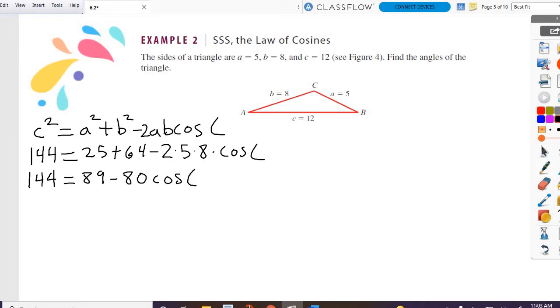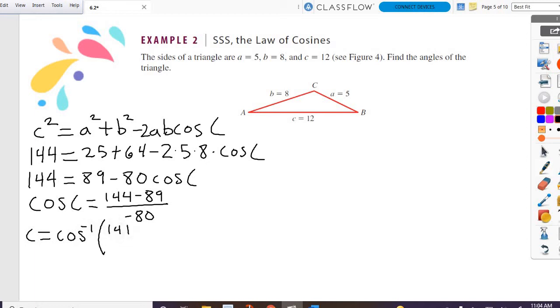Okay. So then to solve for cosine of C, I would have 144 minus 89 divided by negative 80. And then I'm going to take my cosine inverse of both of those. And what do we get for C? 133.433.